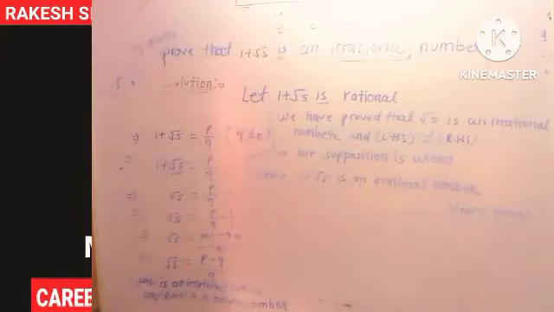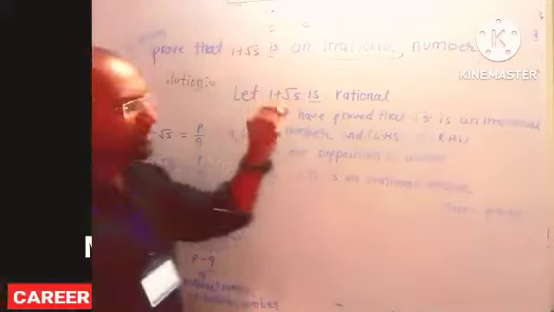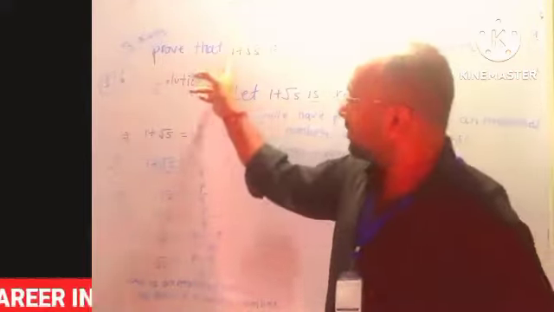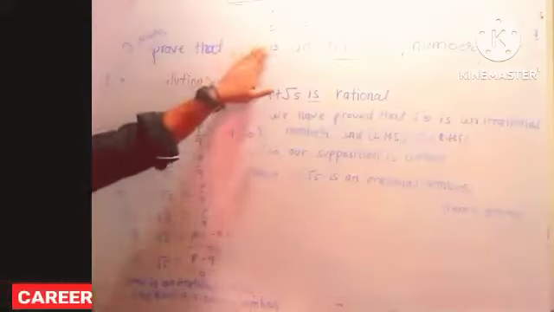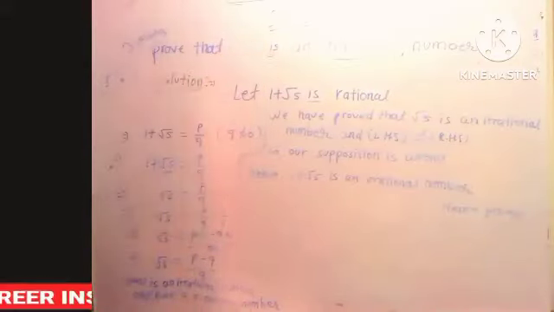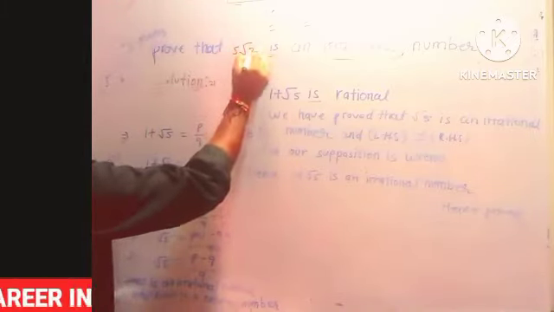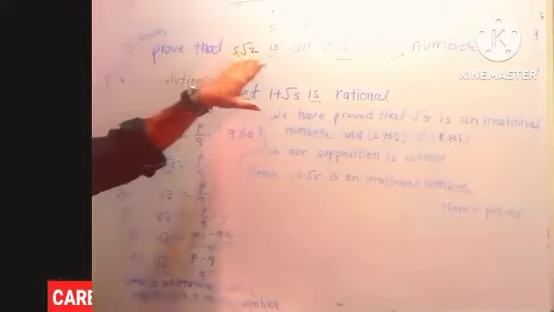The third type of question is... The first type was just like a normal fraction, normal root. In the second type, one thing was extra, there was one plus a number. Now in this one, the number will be an extra bit again, it's going to be a multiplied number. Like suppose 5 into root 2. Prove that 5 root 2 is an irrational number.